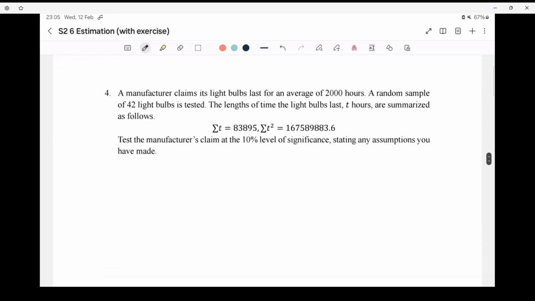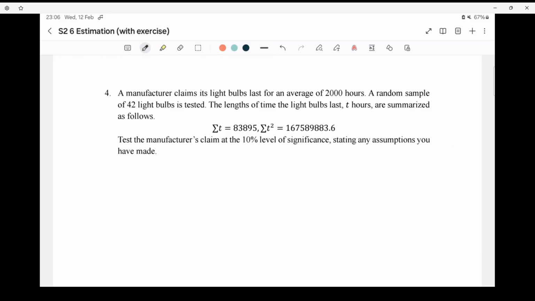Now let's look at question 4. A manufacturer claims that the light bulb lasts for an average of 2000 hours. So you did a random sample of 42 light bulbs. The length and the sum of t-squared are given as follows. Test the claim at the 10% level of significance, stating any assumptions that you make.